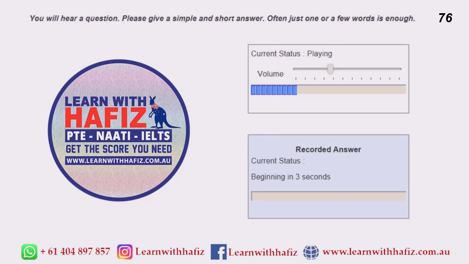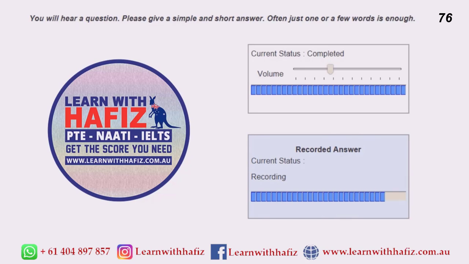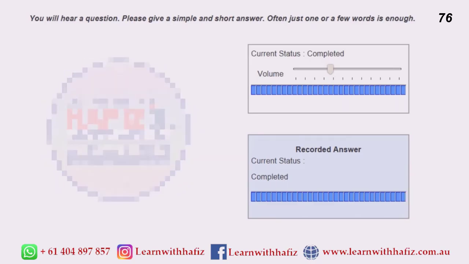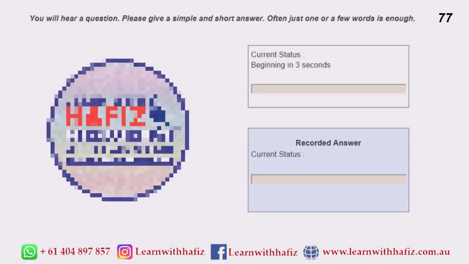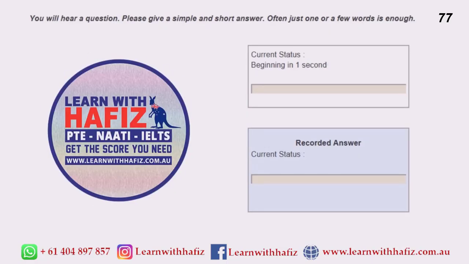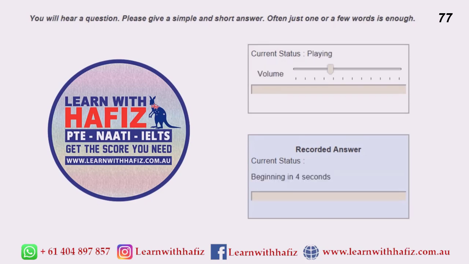In the mathematics and arithmetic, there are addition, multiplication, division. What is the other one? Correct answer is. How many days are there in February during a leap year?